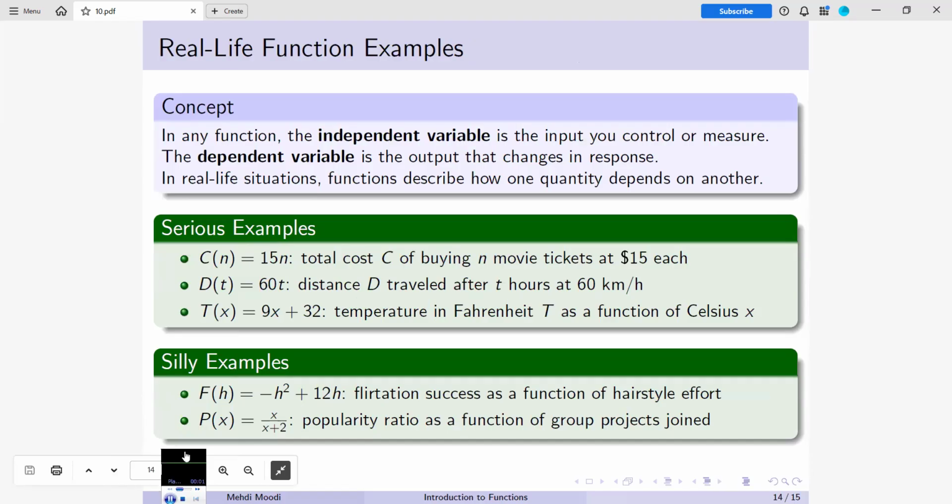In real life, functions are everywhere. Prices, temperatures, driving, social success, and emotional breakdowns before finals. If it changes when something else changes, you've got yourself a function. Y is a function of x is a mathematician's way of saying y depends on x.